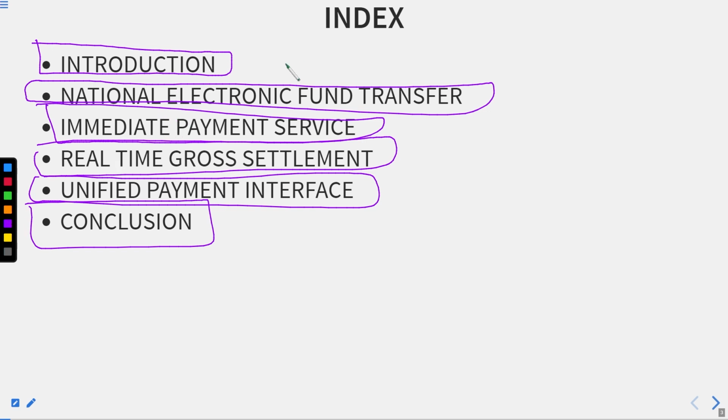Out of them, how many topics have we completed? We have completed the introduction, NEFT, and immediate payment service. These three topics we have completed. Now, what are we left with? We are left with RTGS, unified payment interface, and the conclusion. So totally there are 6 topics. Out of 6, 3 we have completed, 3 we are left with.